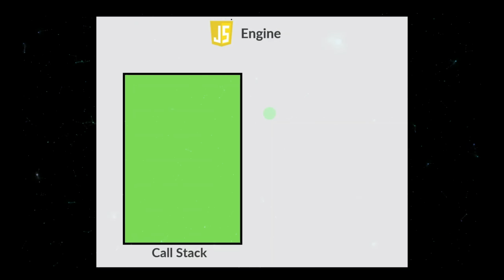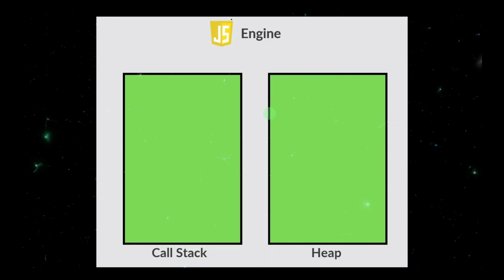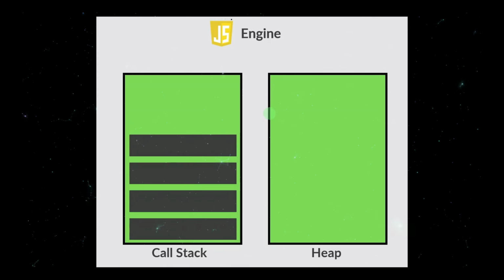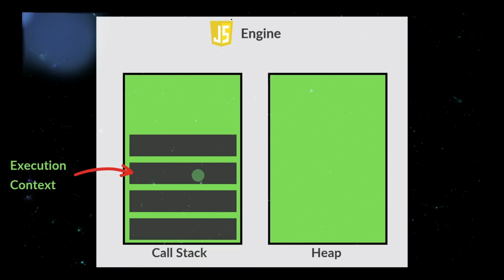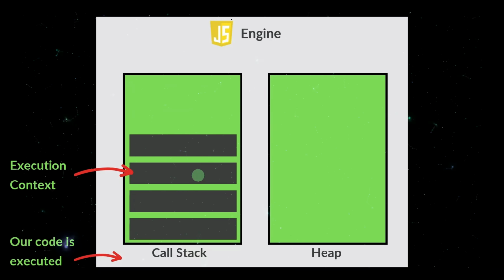Now let us see how our JavaScript engine will be working. So inside JavaScript engine, we have call stack and we have heap. So these are the two components which are present inside this JavaScript engine. And this call stack is the one where our code will be executed. And this is called as execution. And inside this call stack, our entire JavaScript code will be executed. So now you have understanding where our code will be executed inside JavaScript engine.